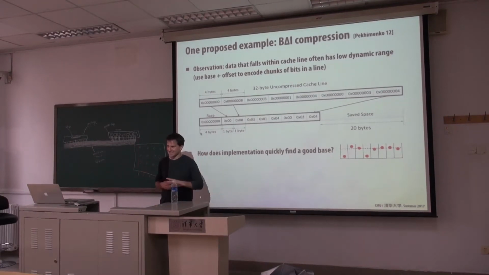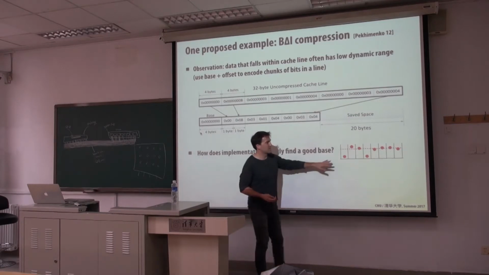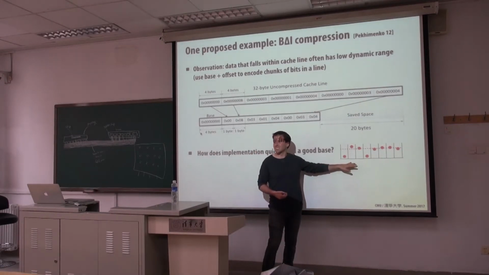That's a cache line. And you want to compress it, so you probably want to find a base that's really close to a lot of the other numbers. What would you do? And you have to do it really, really quickly. What are some ideas? What base would you like? So what do you think this picture is suggesting? What might be a good base?